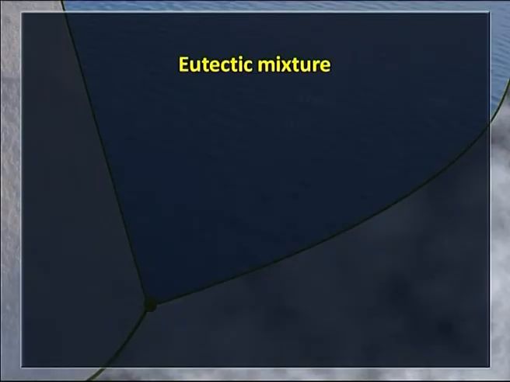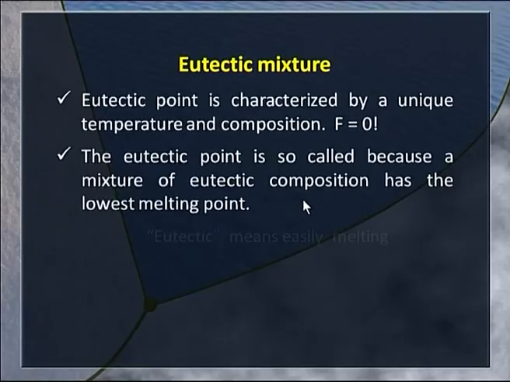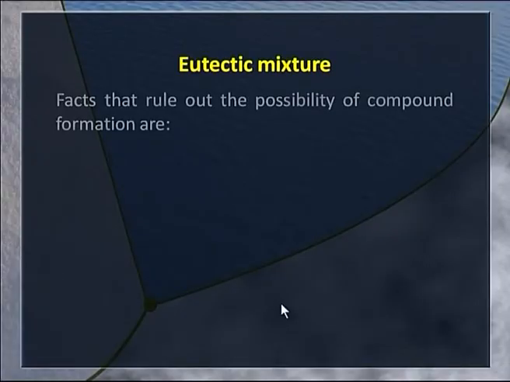Some elaboration of eutectic mixture is needed. Eutectic point is characterized by a unique temperature and composition, the reason being the number of degrees of freedom is 0. Why is it called eutectic point? Eutectic means easily melting. The mixture has a sharp melting point, and it was thought that it is not a mixture, it is a compound that is formed. Now, we have to rule out that possibility. How do you rule it out?